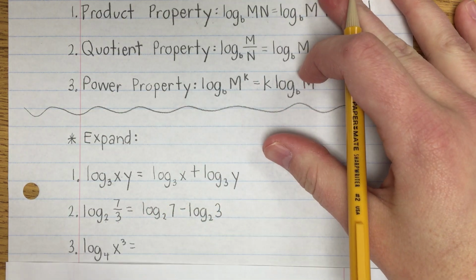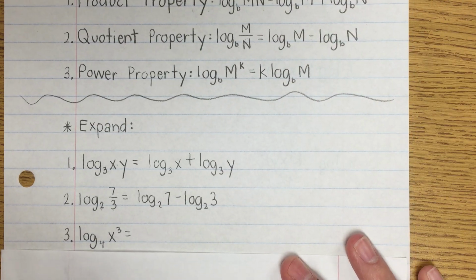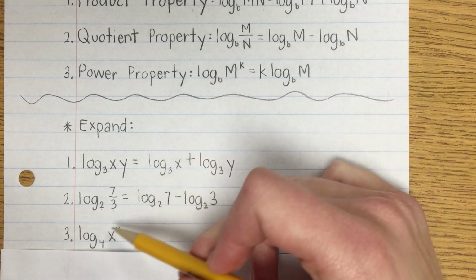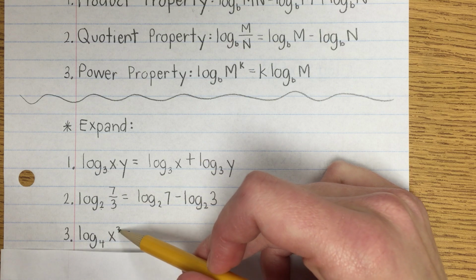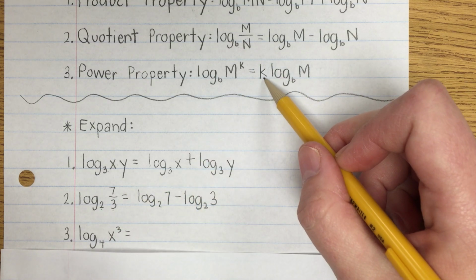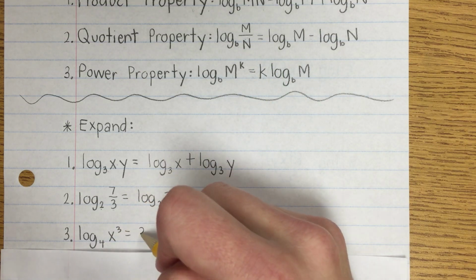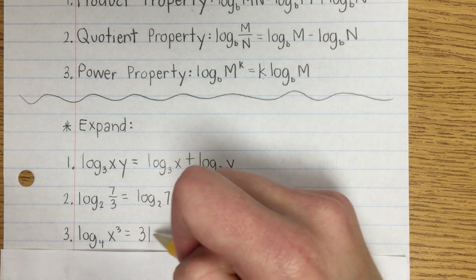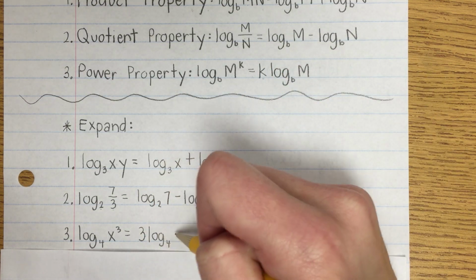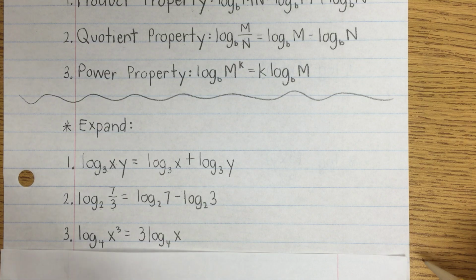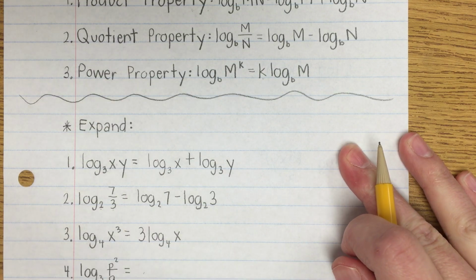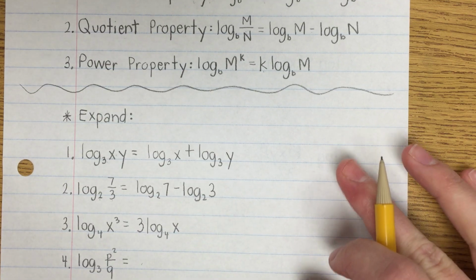And last but not least, to use my power property, I have log base 4 of x raised to the third power, which is the same thing as when I take that power, put it out in front, so 3 log base 4 of x. So those are some basic examples. Let's get into some that combine some steps.